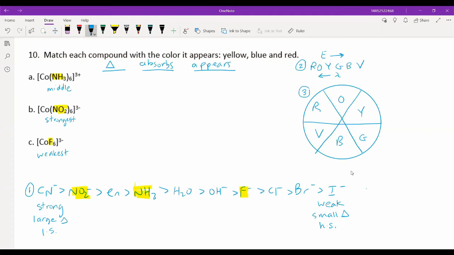So if we had the delta in one column, we would have the largest delta being the nitro compound, the smallest delta being the fluoro compound, and again in the middle the hexaammine cobalt 3 compound. So then the second piece of information is when it absorbs light. So we're going to look at two factors for the light. One is the absorption, one's what it appears. The absorption is going to be directly following from the delta.